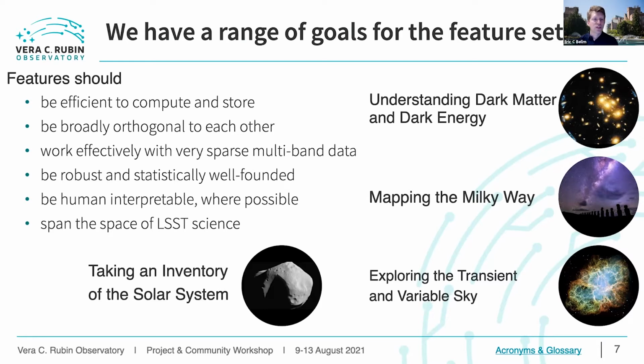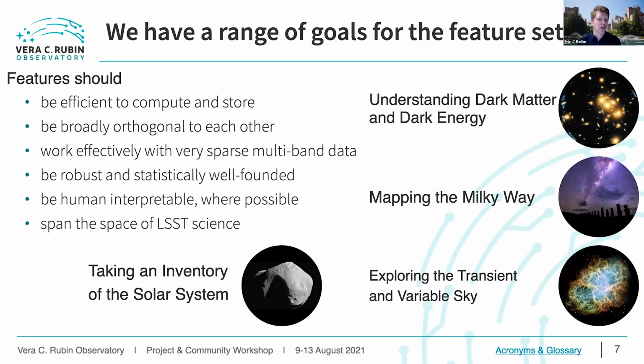We need these features to be efficient. We want them to be broadly orthogonal, so there's not much purpose in recomputing features that capture essentially the same information as others. I think there's a lot of work we'll need to do in thinking about how to handle multiband data, especially as sparse as LSST's main survey.